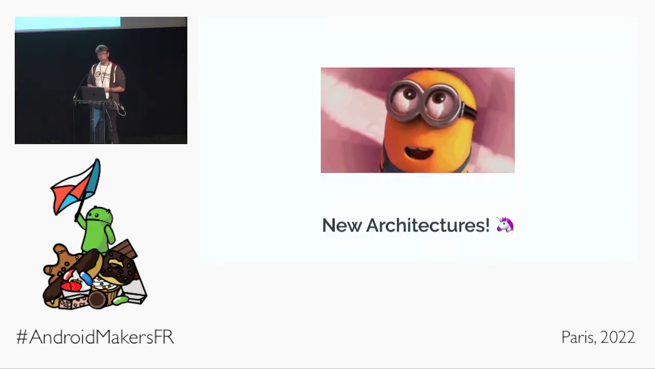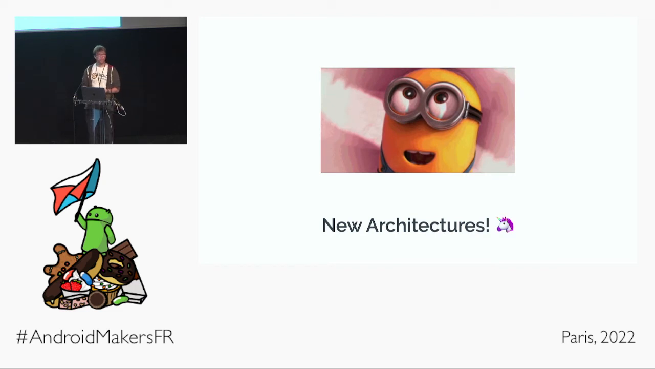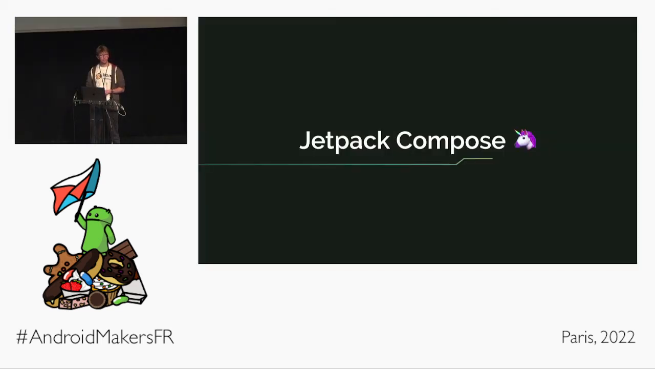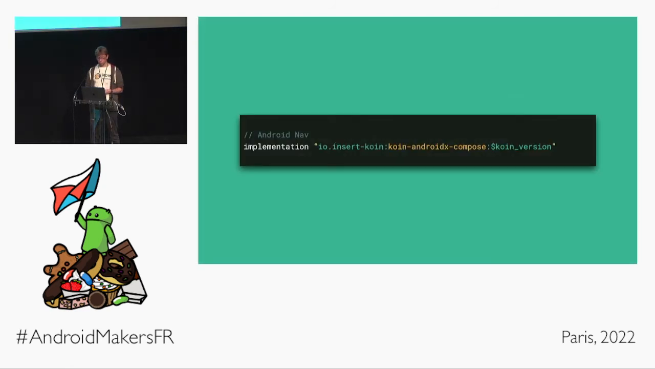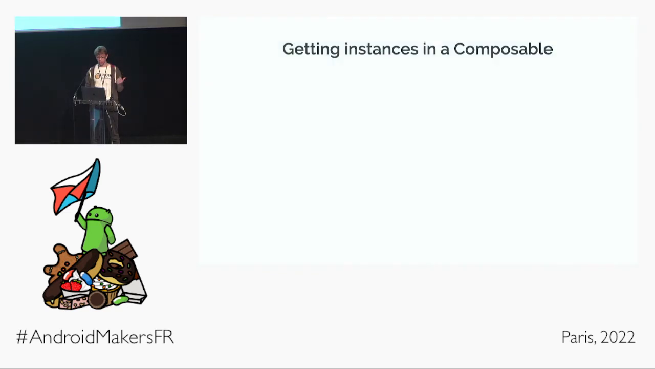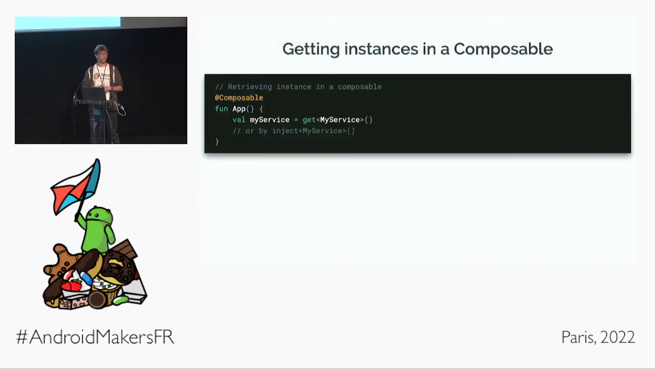It's time to see new architecture, because people don't really want to do MVP, MVVM anymore. Even MVVM can be fancy, but we can talk about more fun stuff like Jetpack Compose, because finally, you can already use Koin for Jetpack Compose. You just use the AndroidX Compose Koin module, and then you're done. And then in any composable function, you can access your components with get or by inject if you want a lazy instance.